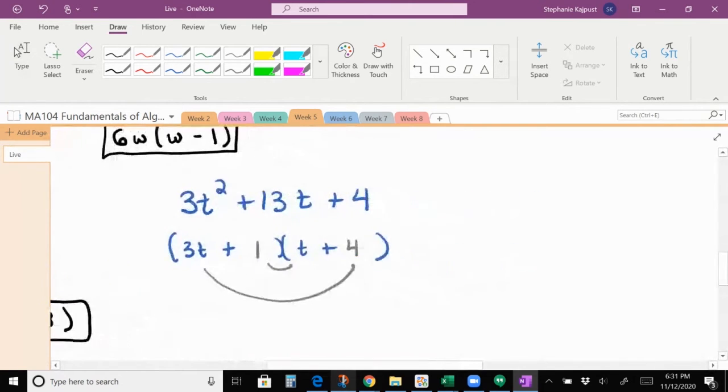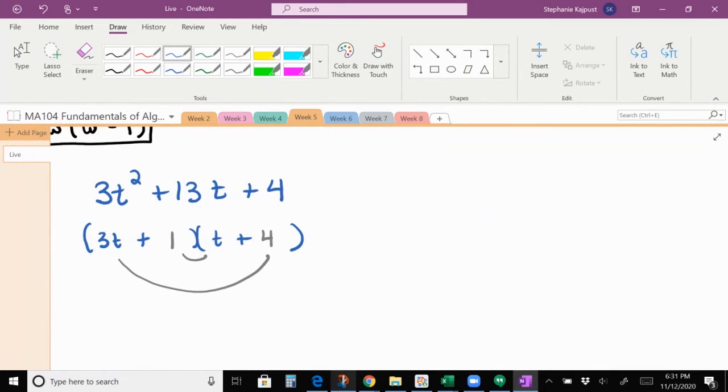If we did this with the AC method. Yes. So with the AC method, I would have to first do 3 times 4.